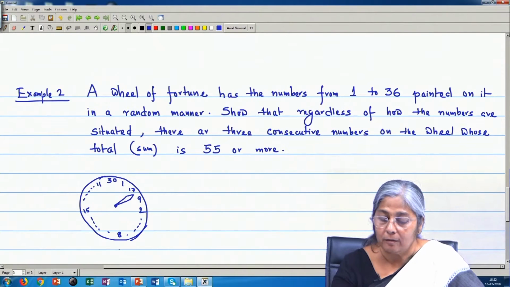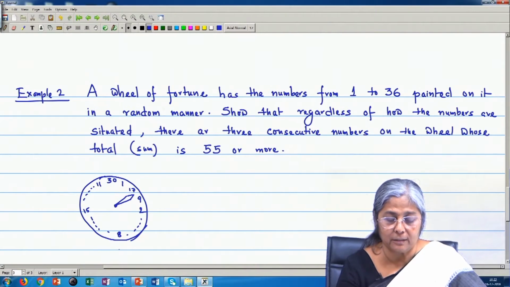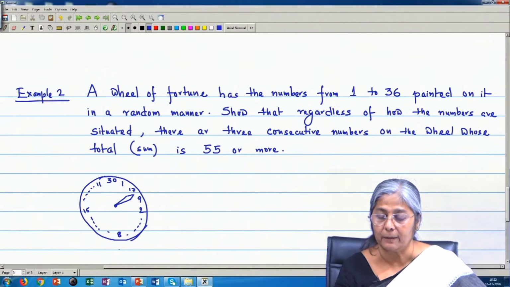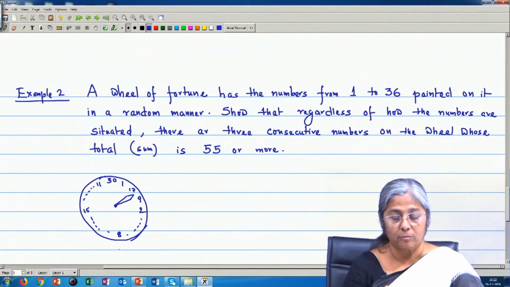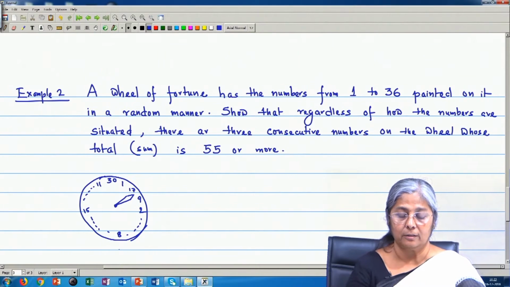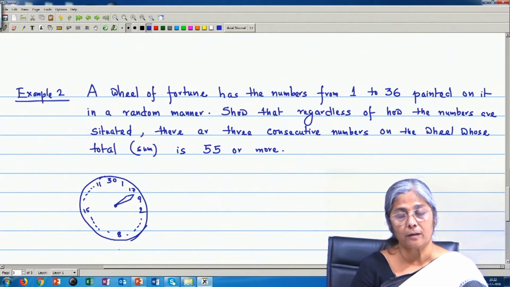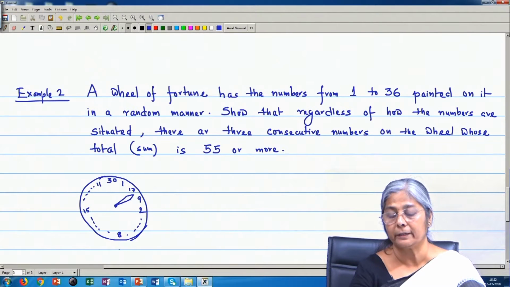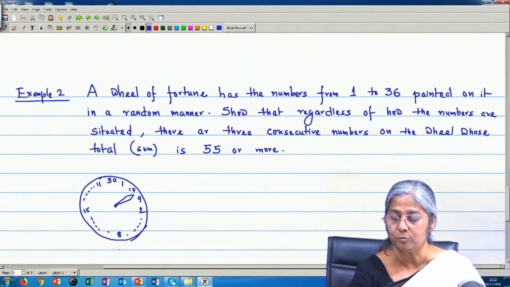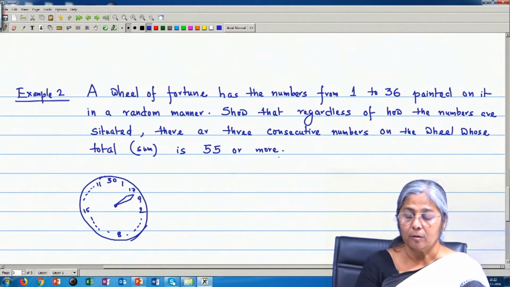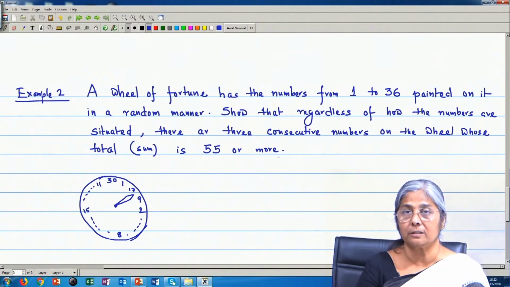Now, these numbers are printed on the wheel in a random manner. We have to show that whatever way the numbers are printed, there exist 3 consecutive numbers whose total sum is greater than or equal to 55. So, we have to show this. We use mathematical induction, a very indirect way to prove this statement.